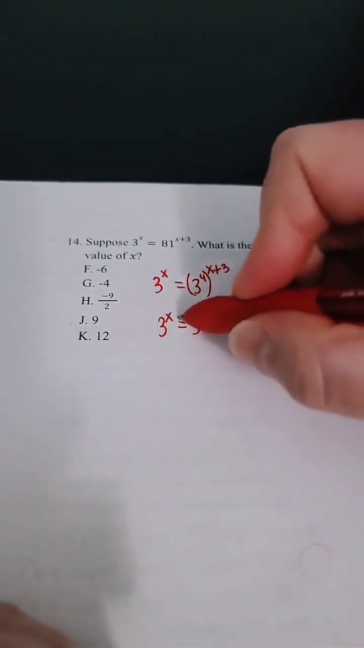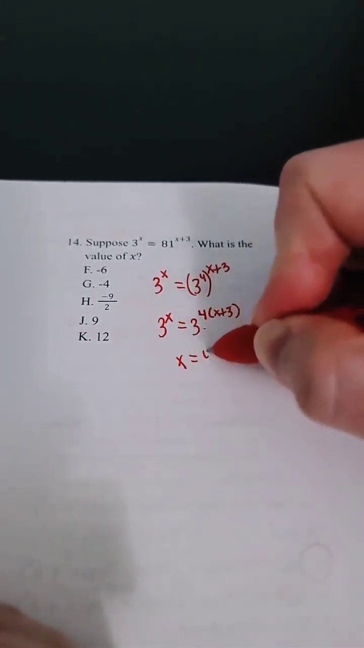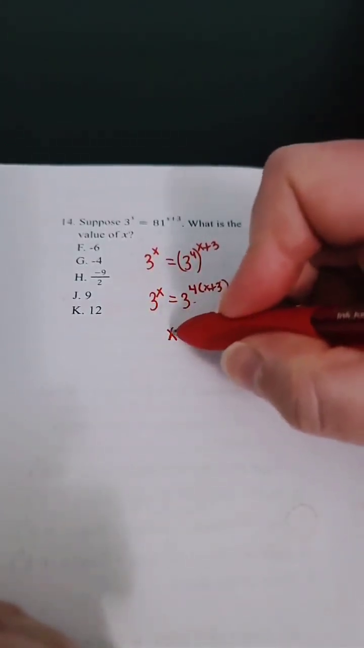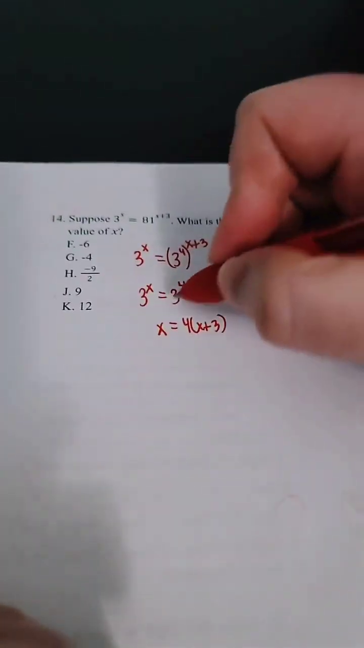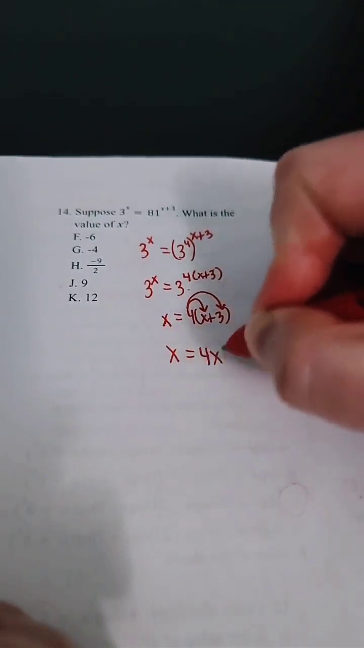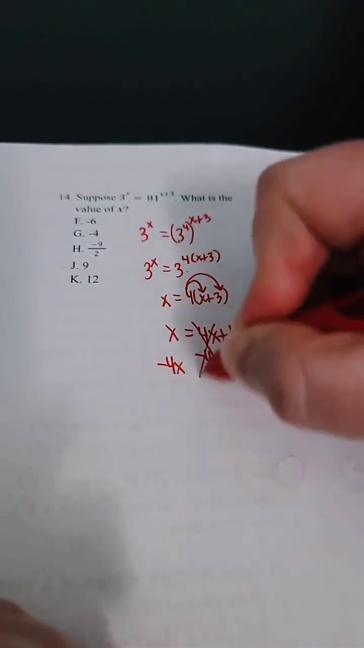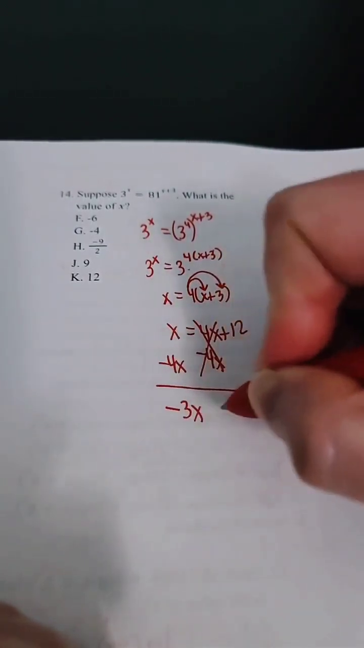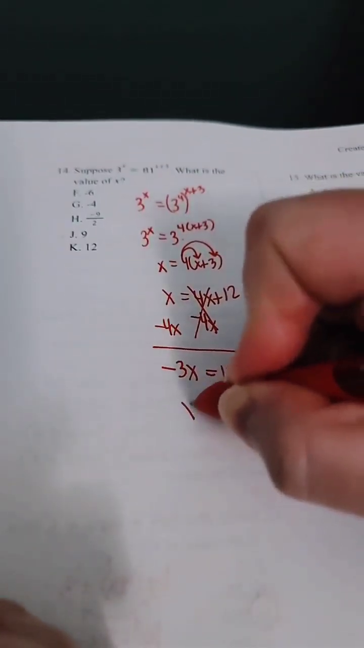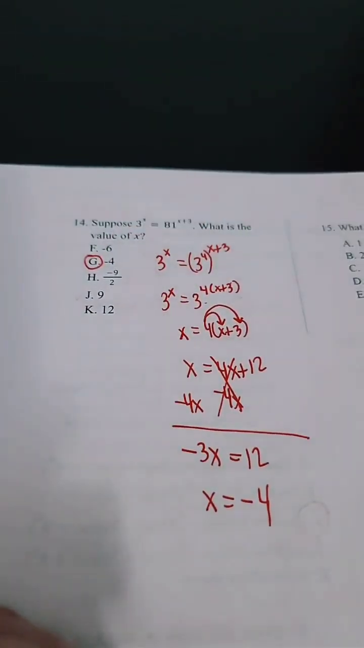So if they have the same base and they have to be equal, that means their exponents have to be equal for this to work. So x has to equal 4 times x plus 3. Now I'm going to distribute the 4 to each of the terms inside the parentheses. So x is equal to 4x plus 12. Then I'm going to subtract 4x on each side. It cancels out on this side, and that leaves me with negative 3x is equal to 12. Then I divide by negative 3 on each side to get x by itself, and that gives me x is equal to negative 4. So the answer should be G for this one.